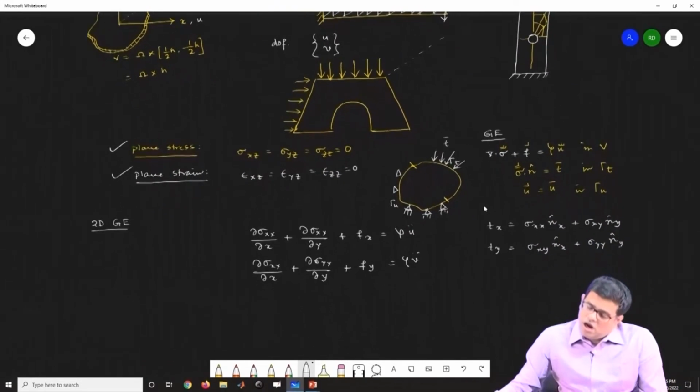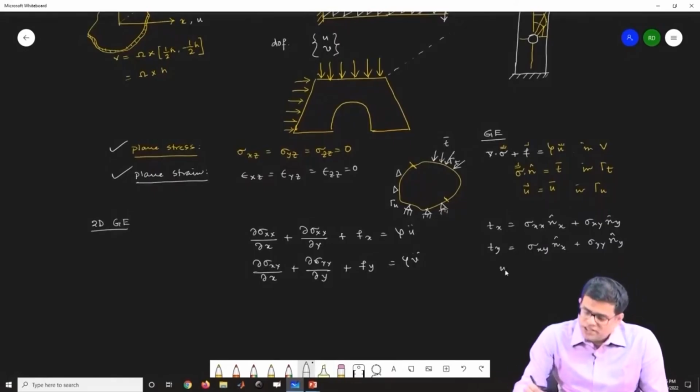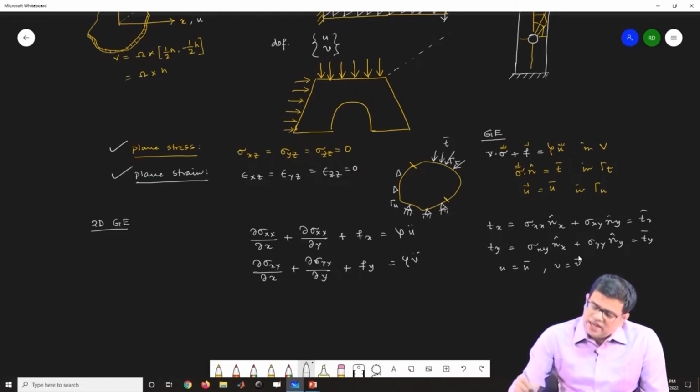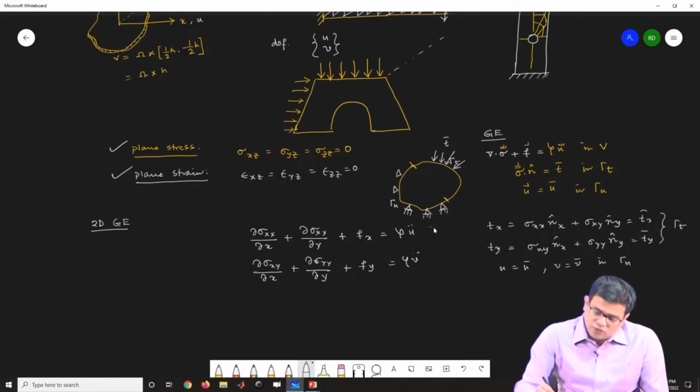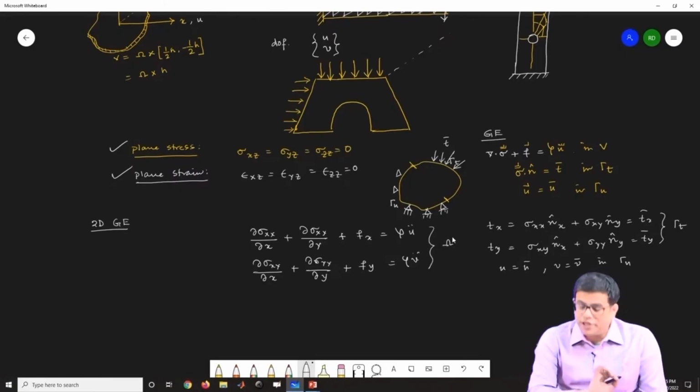So now the displacement u is again prescribed. So this is prescribed at Tx bar and Ty bar. So bar quantities are prescribed quantities, and u is u bar, and v is v bar. That is also a prescribed quantity on Γu, and this is prescribed on Γt, and this is over Ω, the two-dimensional body, including that Ω cross h, where h is the thickness of the body.